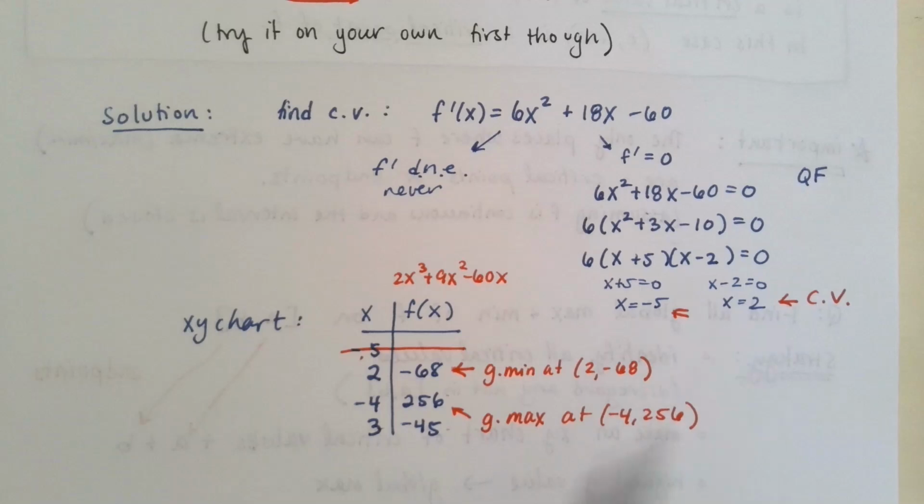Once we had our critical values, we put them in an XY chart with the endpoints, tossed anything that wasn't actually in the interval, so -5 kind of disappeared, plugged everybody into the original function, lowest Y value wins, highest Y value also wins.